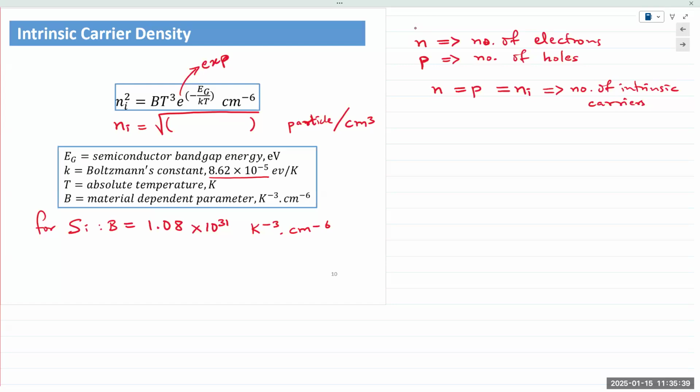Okay. Eg is the band gap energy, electron volts. That is a constant. B is a constant. K is a constant. The only variable in the equation is T, temperature. As the temperature increases, the number of electrons, or Ni, increases. As the temperature decreases, Ni decreases. Right? If you plug in T as 0, Ni is 0.